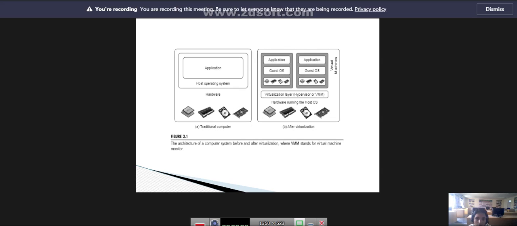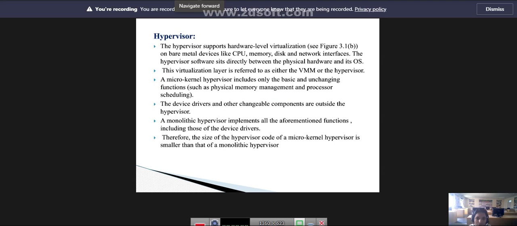The virtualization layer supports hardware-level virtualization on bare metal devices like CPU, memory, disk, and network interfaces. The hypervisor software sits directly between the physical hardware and its operating system. The virtualization layer is another name we can refer to as VMM or hypervisor. A microkernel hypervisor includes only the basic and unchanging functions, that is, physical memory management and processor scheduling. The monolithic hypervisor implements all the functions, including those of device drivers. So this is called the hypervisor.